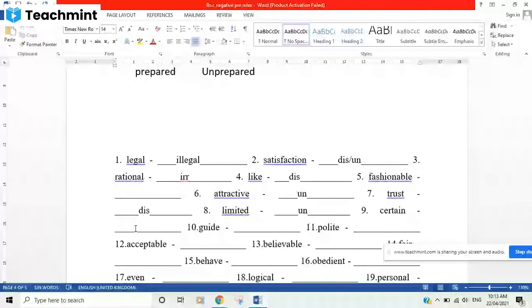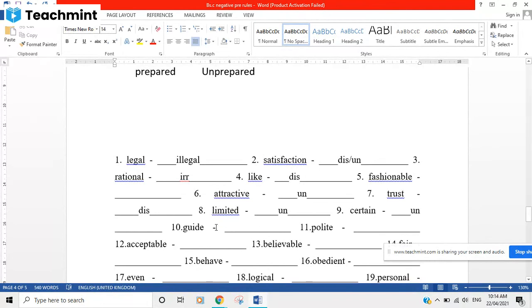Then accurate becomes... Yes, accurate becomes inaccurate, not unaccurate. Okay, accurate becomes inaccurate, not unaccurate. Yes, tell me, accurate becomes inaccurate. Now, welcome.